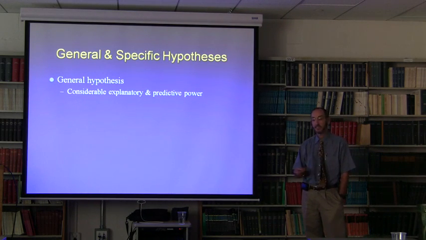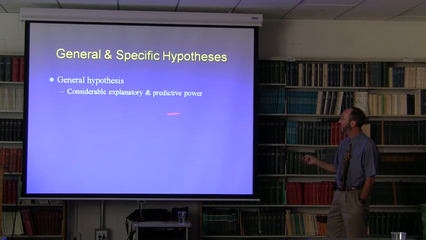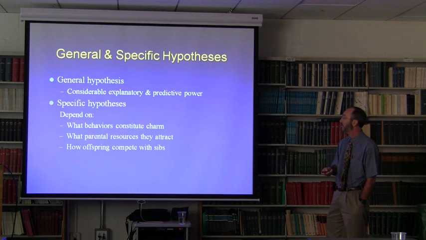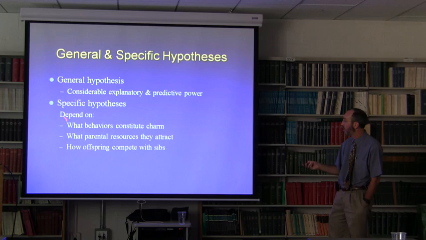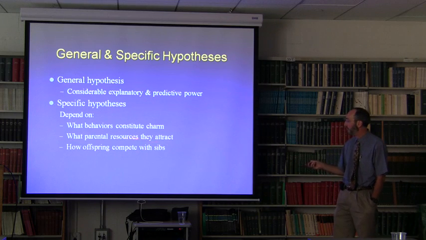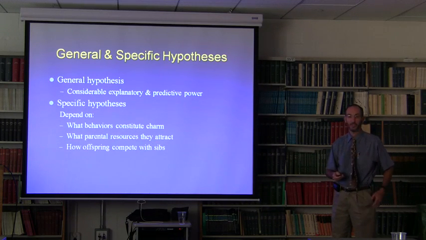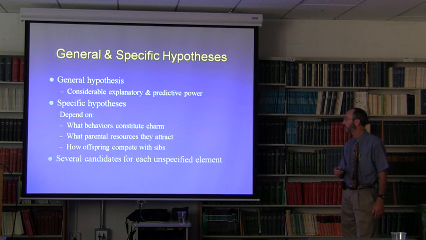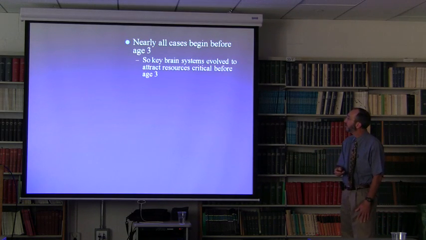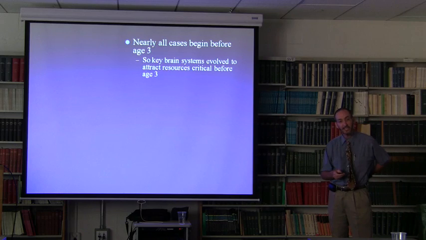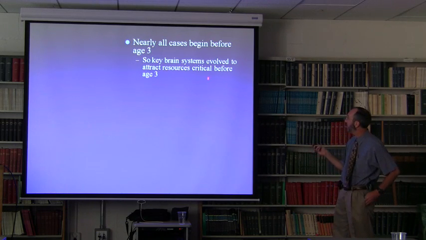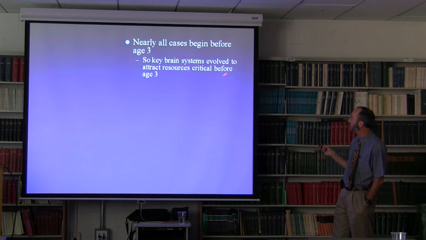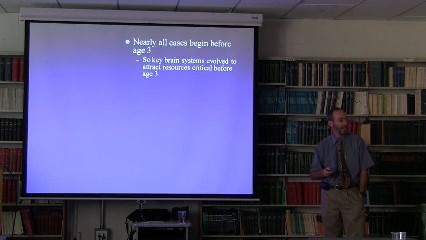So our general hypothesis has considerable explanatory and predictive value, even without specifying three more things. What behaviors constitute charm? What parental resources do they attract? And how do offspring compete with siblings for these resources? There are several candidates for each of these unspecified elements, but nearly all cases begin before age 3.